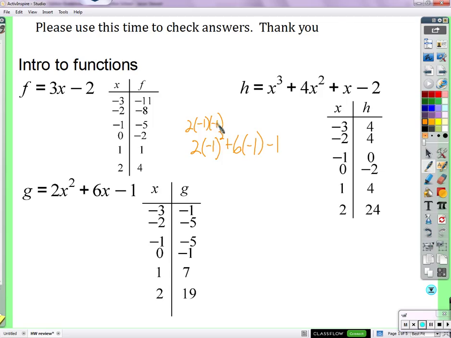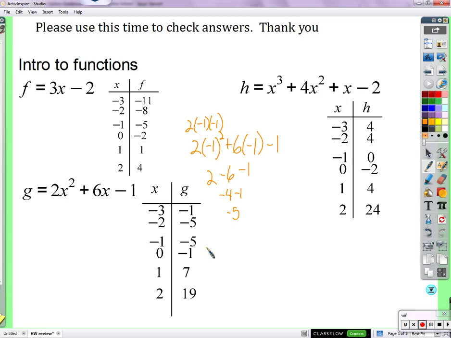What's negative 1 times negative 1? 1. 1 times 2? 2. Negative times negative is positive. 6 times negative 1? Positive 6 times negative 1 is? Negative 6. So 2 minus 6 is negative 4. Minus 1 is negative 1.